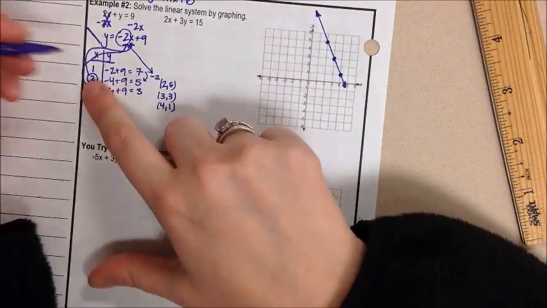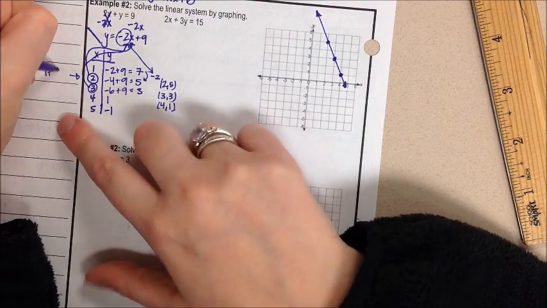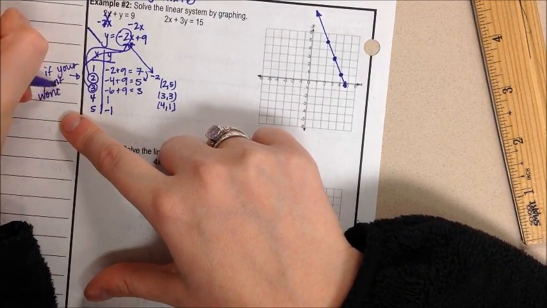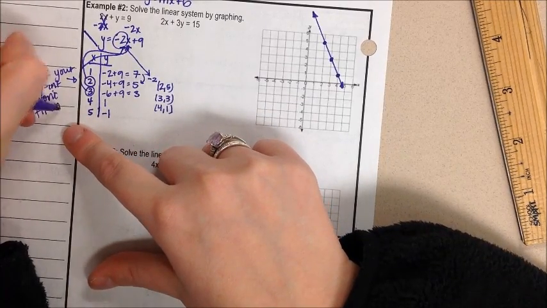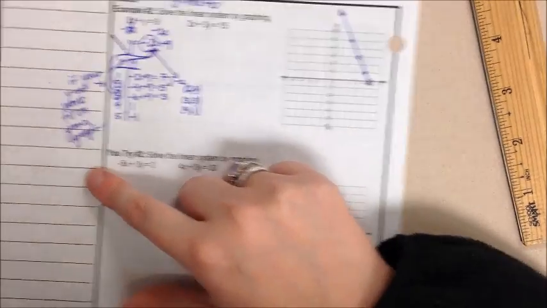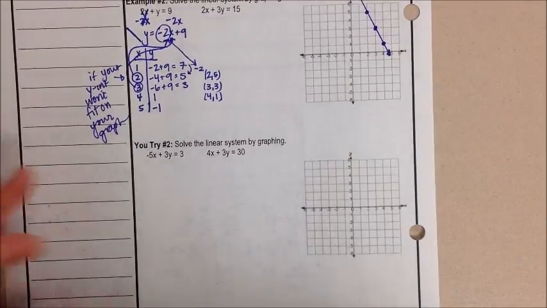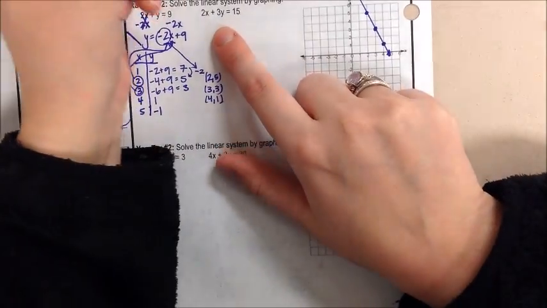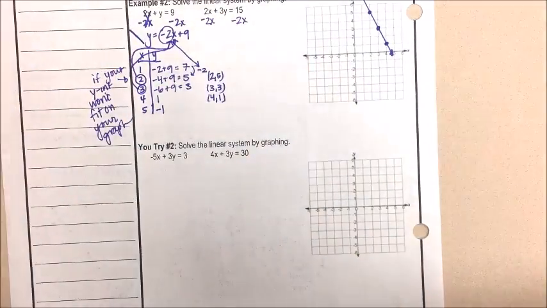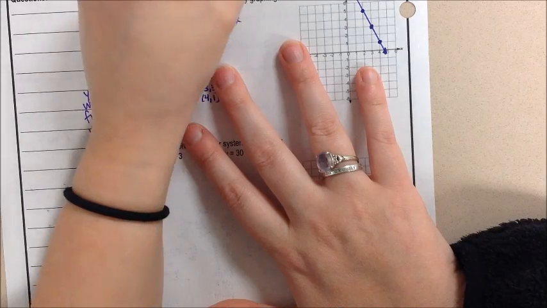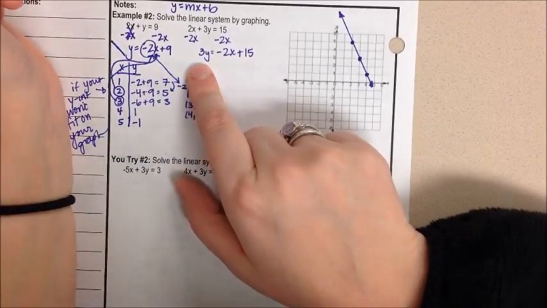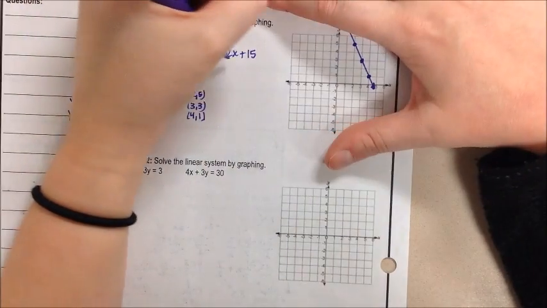You do this if your y-intercept won't fit on your graph. That's why I did that, because my y-intercept didn't fit on my graph. Hopefully this one does. So subtract 2x from both sides. I'm going to get 3y = -2x + 15. Then I have to get the y by itself, so I'm going to have to divide by 3.